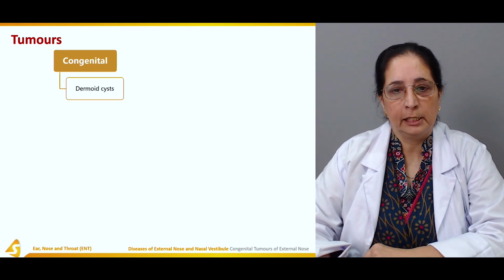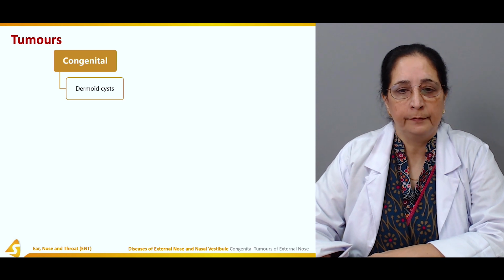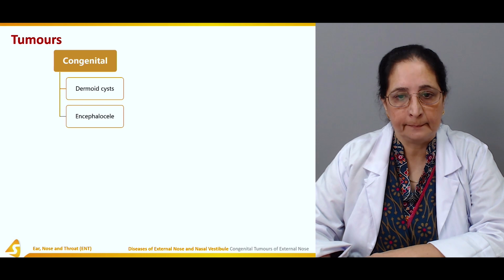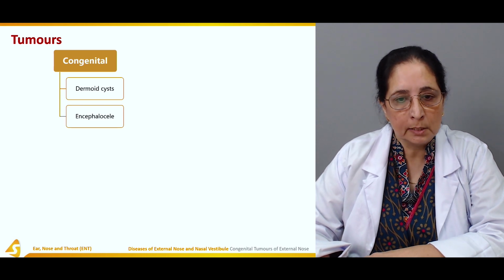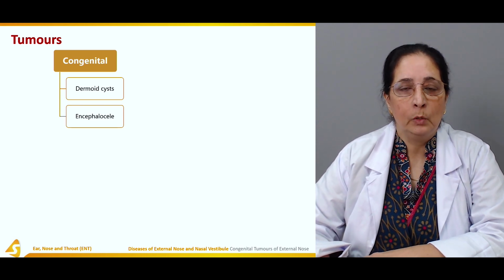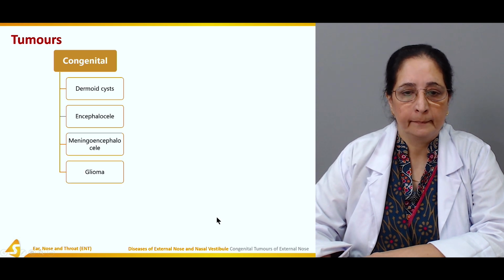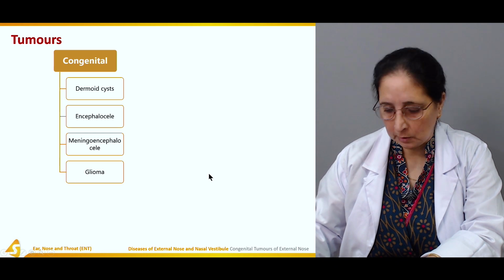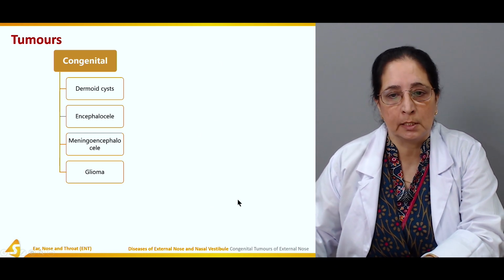We have congenital tumors of the external nose. We have dermoid cyst, encephalocele, meningoencephalocele, glioma. So these are the congenital tumors of the external nose.